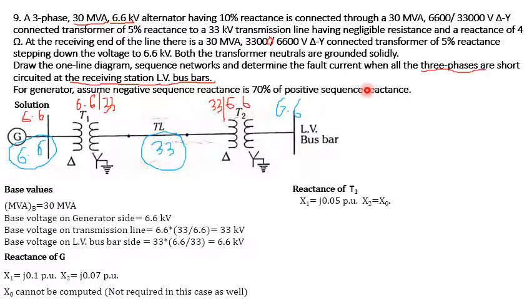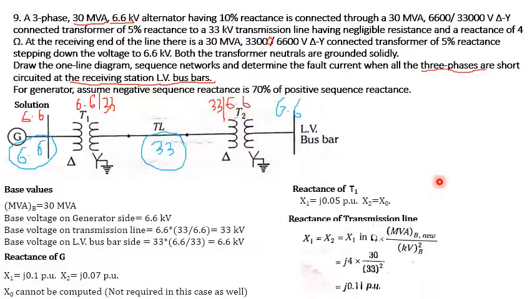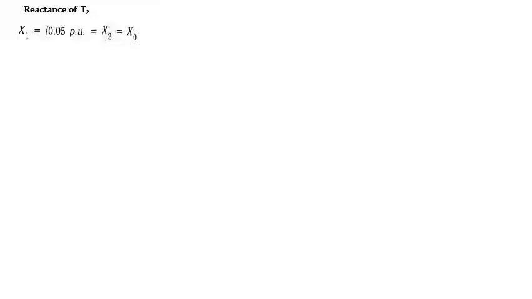The reactance for transformer T1 is similarly X1 equal to 0.05, and X2 is equal to X0. For the transmission line, it is 4 ohm because it is given in the data, the MVA base is 30, and the voltage on the transmission line is 33 kV. So we will get 0.11 per unit. For transformer T2, similarly we will get 0.05 per unit, with X2 equal to X0.